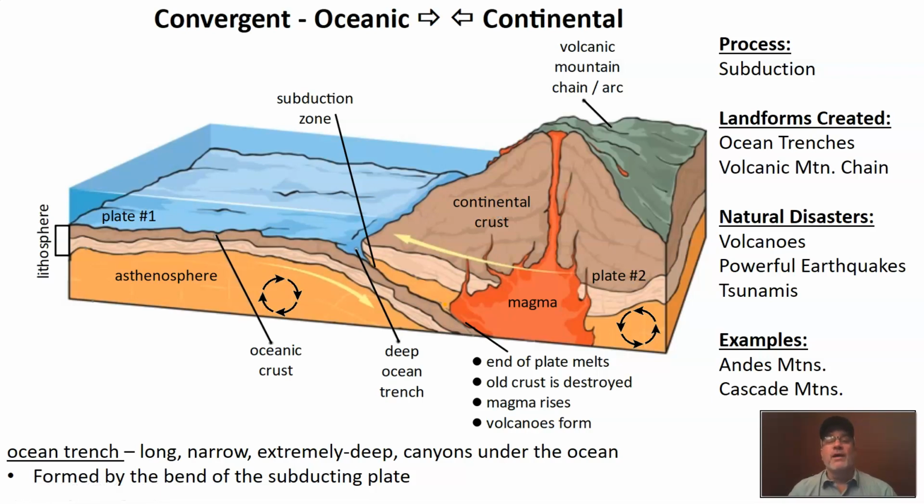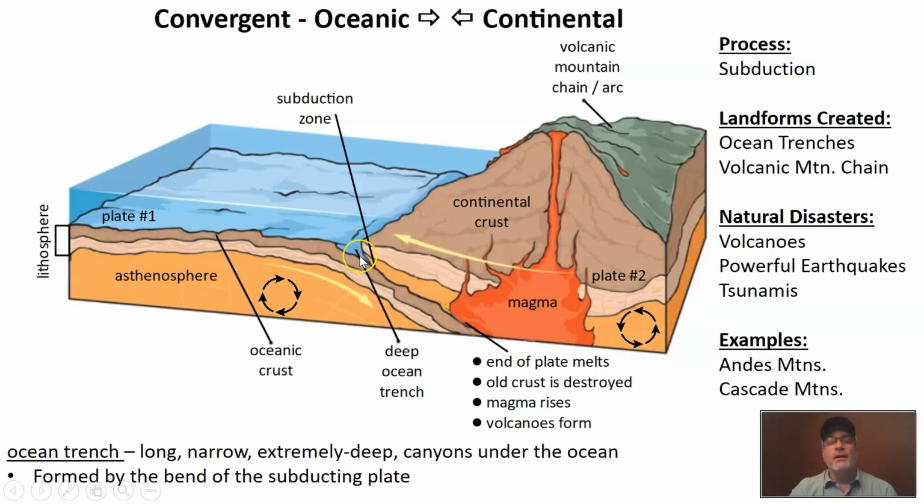So what happens here at this convergent boundary? Well, the first thing I want to point out is this area right here where that plate is diving, we call that a subduction zone. Now, I do want you to notice that right at that subduction zone where that plate is bending, we have an oceanic trench or a deep ocean trench. Remember, these are those long, narrow, extremely deep canyons underneath the sea. Guys, subduction is what creates ocean trenches. So any place you have an ocean trench, that's because it's a subduction zone. Okay?